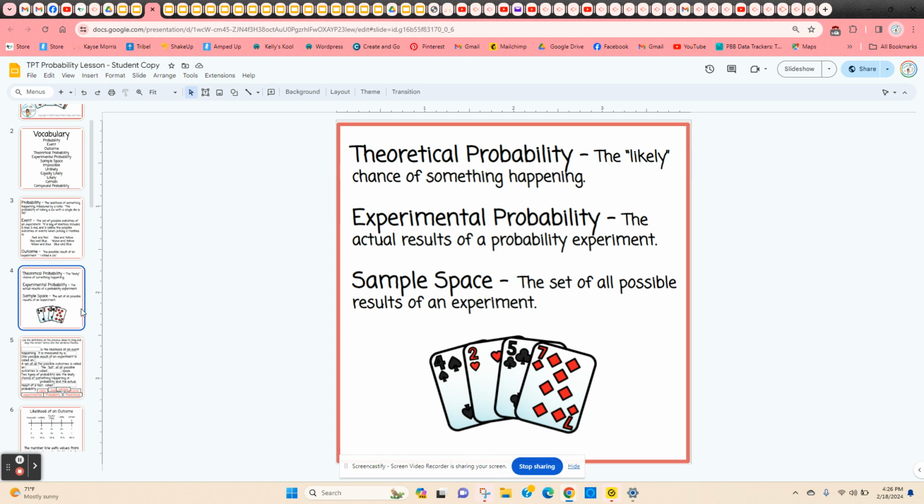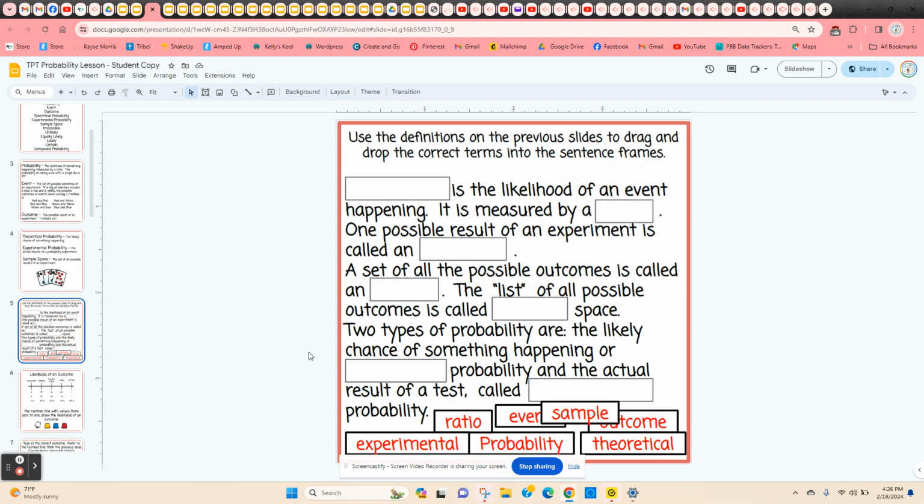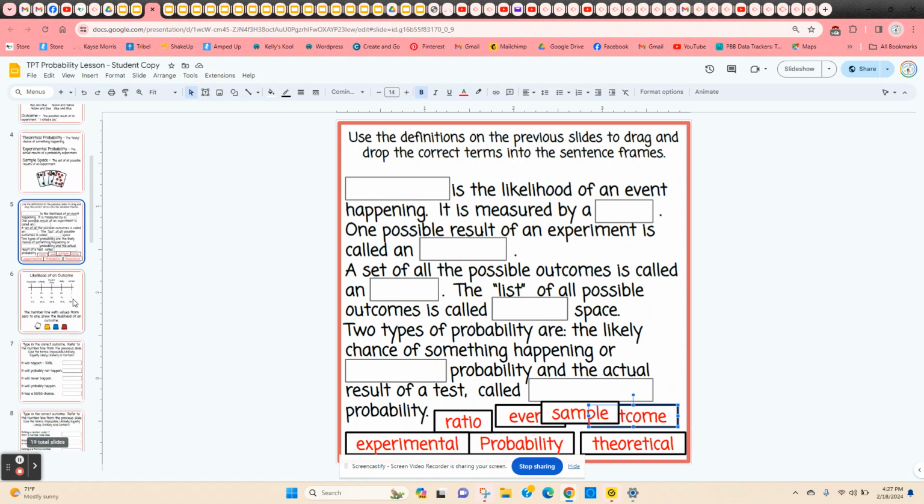Once you've gone through all of those with the students, they're going to drag and drop terms into the correct place in these sentence frames. So they just click and hold on the edge, and then they can move these into the correct box. And if they need to refer back to the last 2 slides, they can do that.